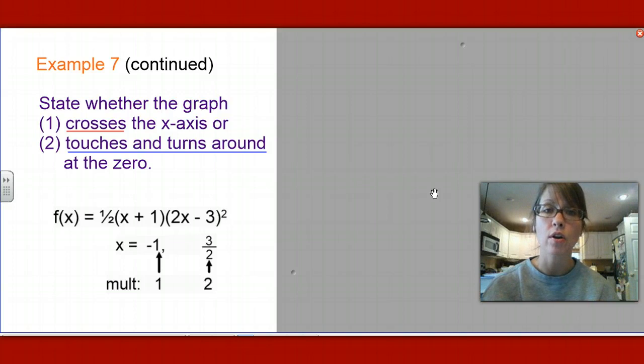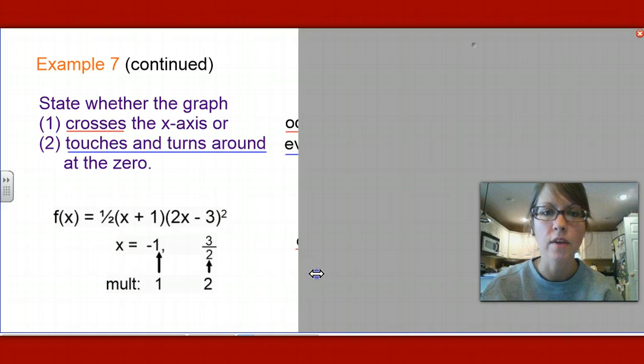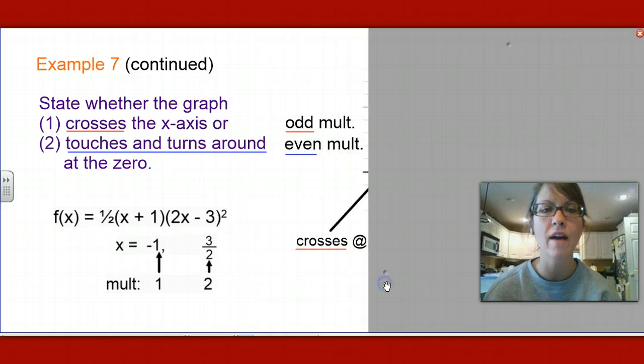So the second part of multiplicity is that, if you know the multiplicities, you are able to state if the graph actually cuts through or crosses the x-axis at that x-intercept, that's number 1, or 2, if it touches and turns around. If it touches and turns around, it actually looks somewhat like a parabola if you would zoom in and focus your attention only on that specific point. Okay, so here's how you know. If the multiplicity is odd, we have that crossing through. I underlined those both in red. And here we have a crosses right there.